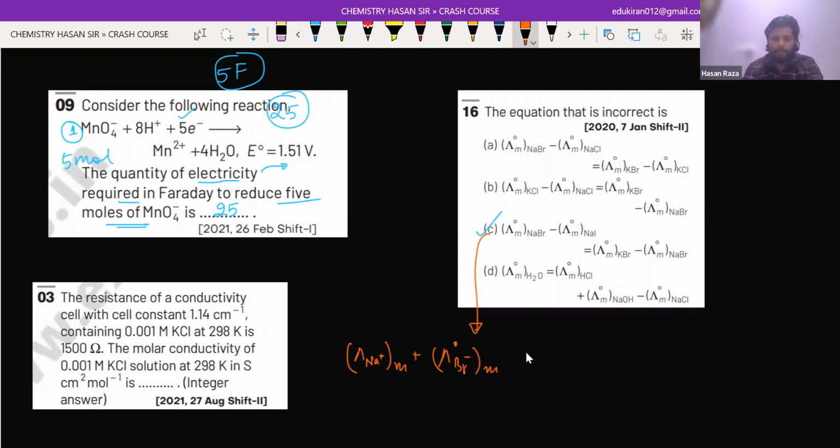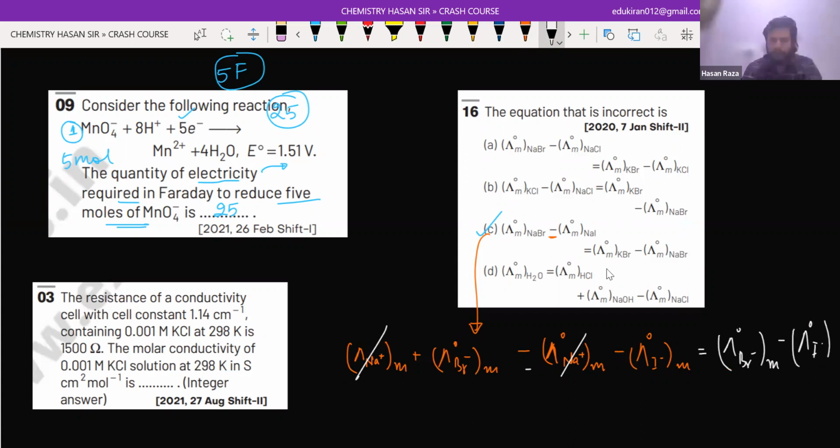And you are going to subtract lambda naught m of Na plus, which is also there. Since minus is there, I'm going to put minus here as well. So as you can see, minus minus will cancel, and only lambda naught Br minus m minus lambda naught I minus m is left. We needed to calculate the incorrect one.